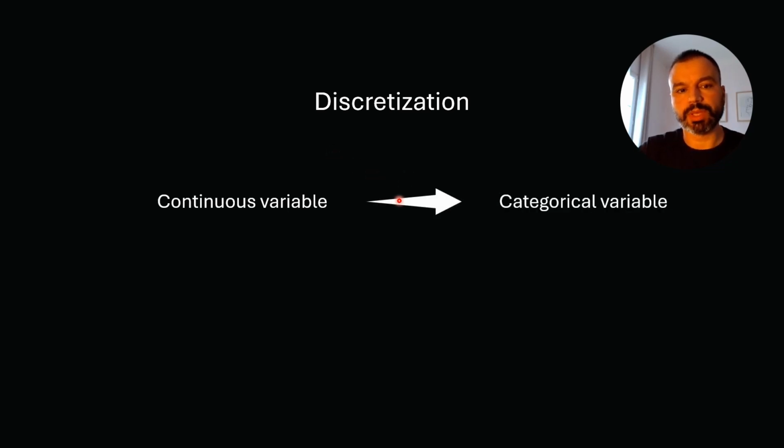A side note to talk about discretization. Discretization is a process of turning a continuous variable into a categorical variable. If we take the variable weight as an example, and we want to classify all weights into categories, into divisions. For example, in boxing, we have weight divisions.